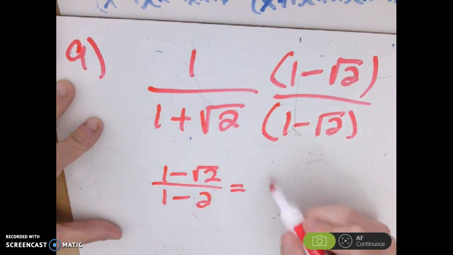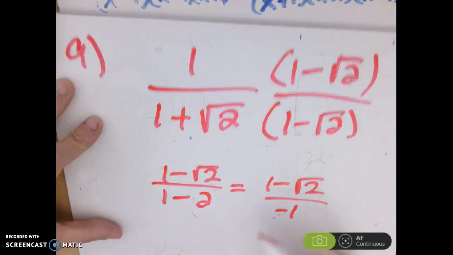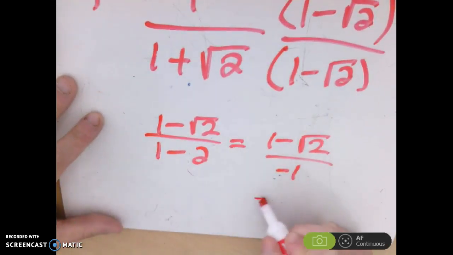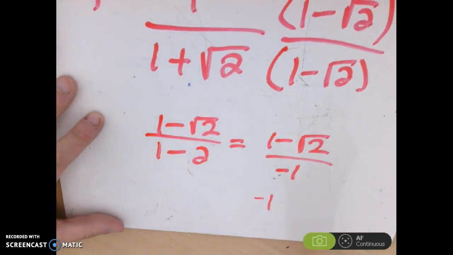So this I can rewrite as 1 minus the square root of 2 over 1 minus 2, which is negative 1. Negative 1 in the denominator, I don't like that. That's kind of ugly. So I'm going to just rewrite that. When I divide by negative 1, it just flips the signs basically. So I get negative 1 plus the square root of 2, and it's over 1, so I don't need to write it.